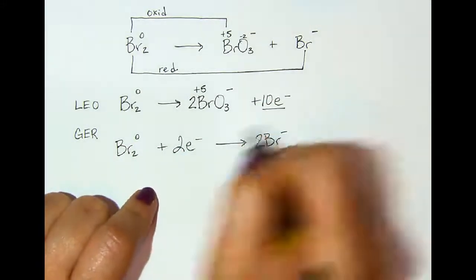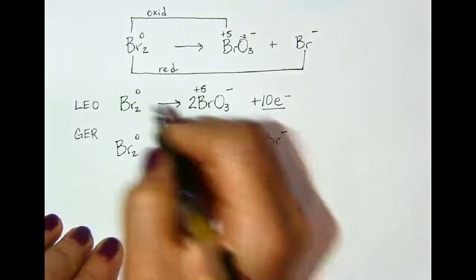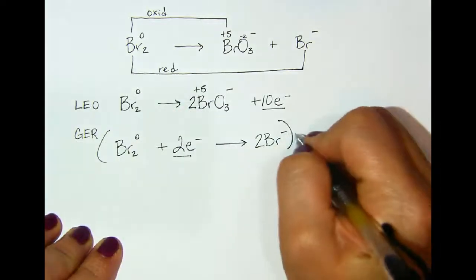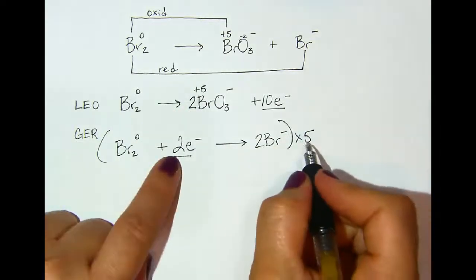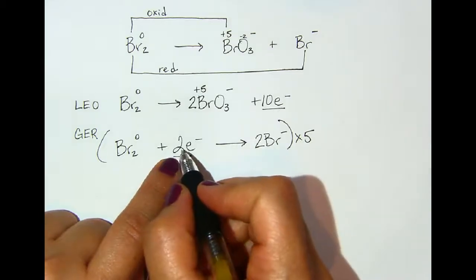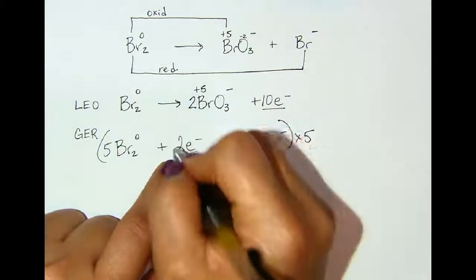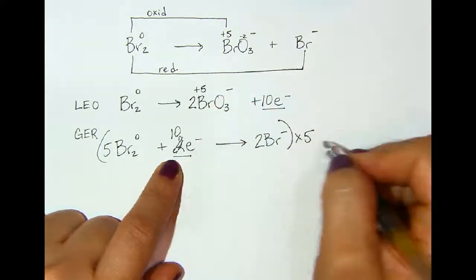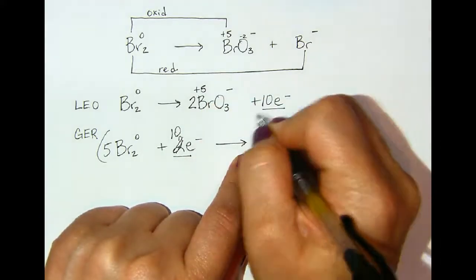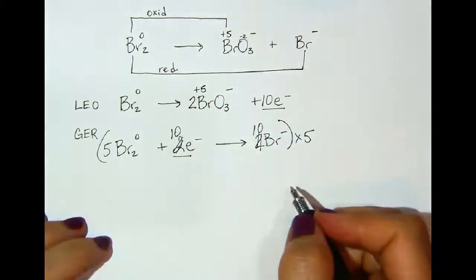We need these two to be equal to one another, so I'm going to multiply this equation times 5, because 5 times 2 is going to give me 10 electrons. So that's going to put a coefficient of 5 here. 5 times 2 makes 10 electrons, and 5 times 2 changes this to 10 bromides.